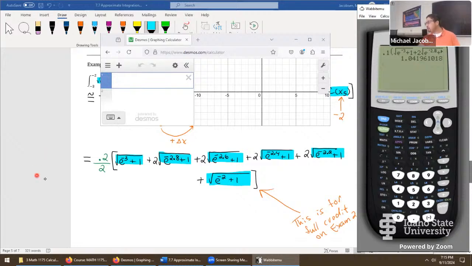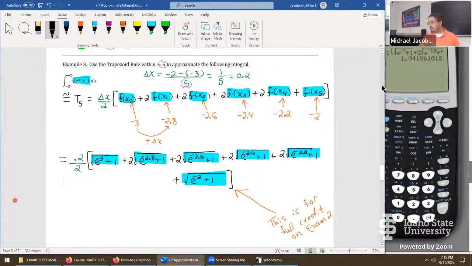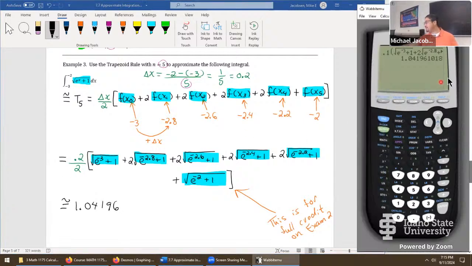I'll take this to positive. Let me move this over just a touch. This is an approximation again at this stage, so 1.0419. I'm going to go a little bit further so I don't have to round with carry. So 196. Well, any questions, folks, on that demonstration of the calculator or use of the trapezoid rule?